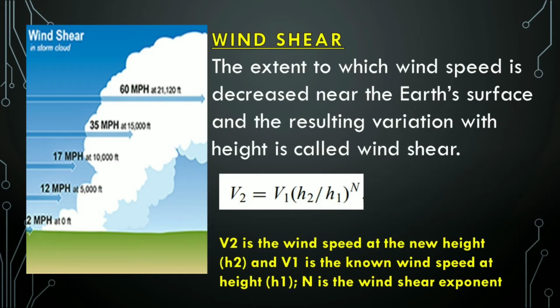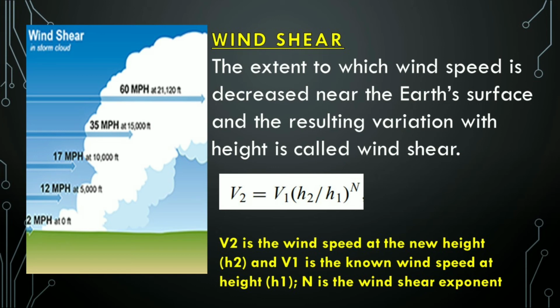The third thing we should consider is the wind shear. It is the extent to which wind speed is decreased near the Earth's surface, and the resulting variation with height is called wind shear. As the wind passes over the Earth's surface, wind close to the surface is retarded. The wind speed close to the surface of the Earth is retarded because of roughness. Some of the roughness are trees, buildings or crops. That is why the wind speed decreases, because it affects the height of the wind speed.